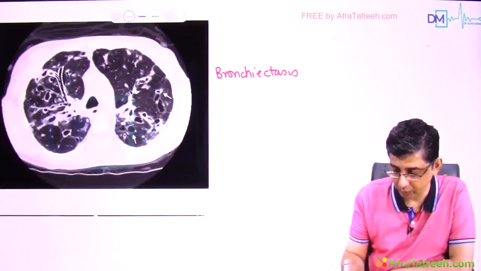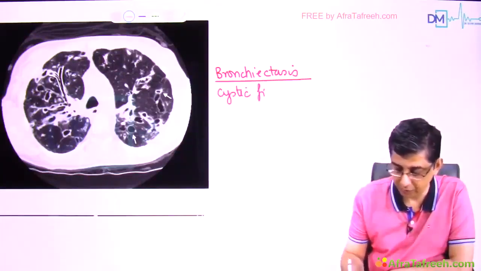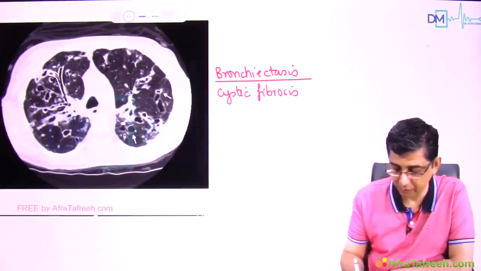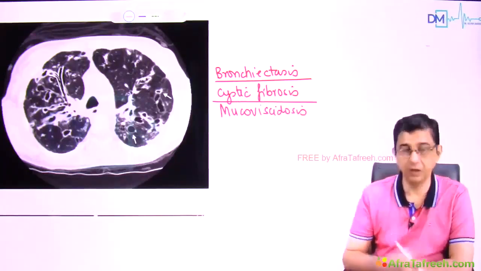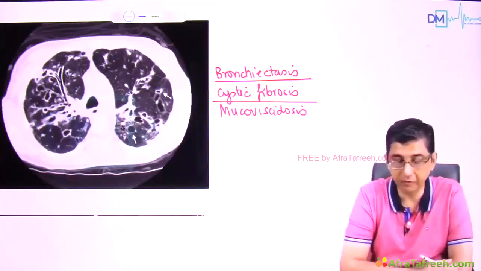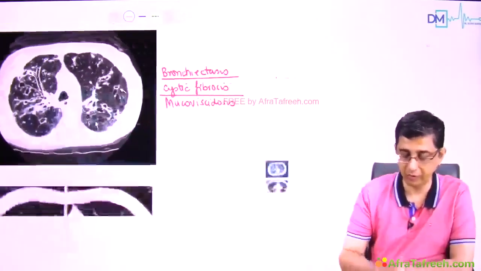One of the important causes of bronchiectasis can be cystic fibrosis, which is characterized by excessively thick lung secretions, that is mucoviscidosis. So due to the stasis of these secretions, you would have inspissation and secondary infections, and therefore the secondary infections can result in development of bronchiectasis.